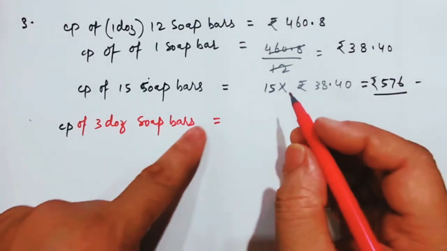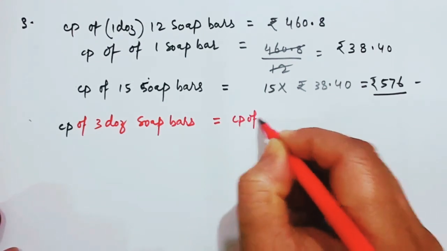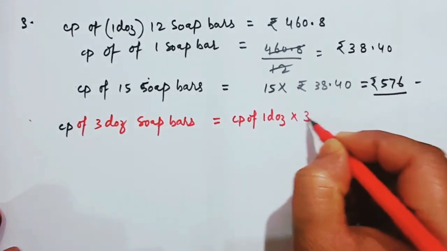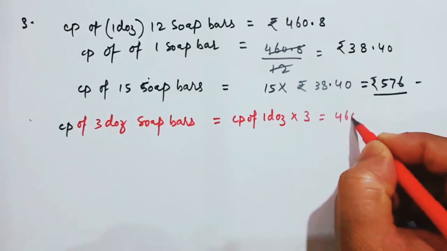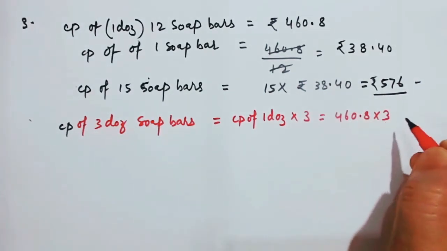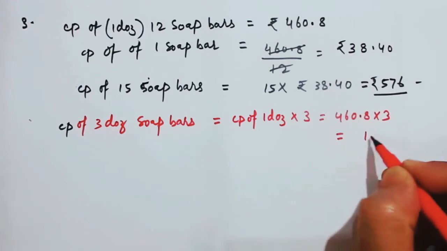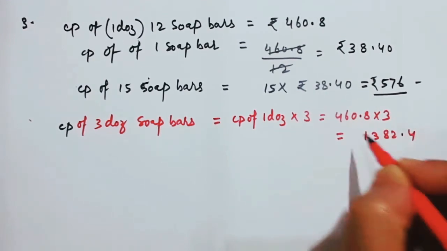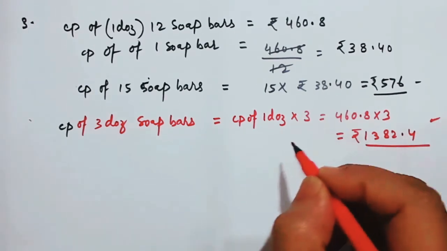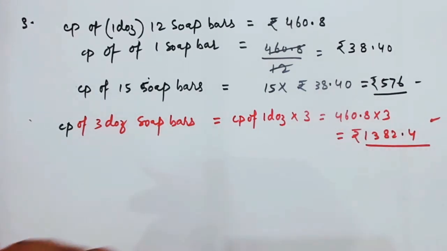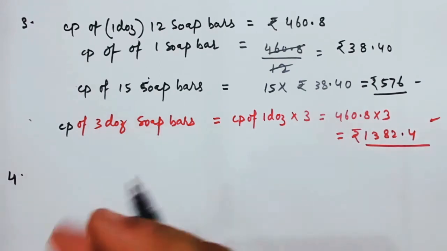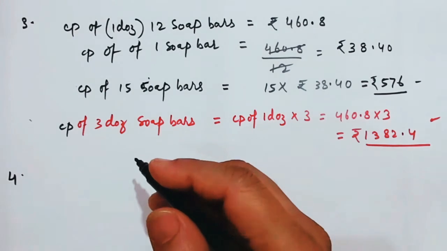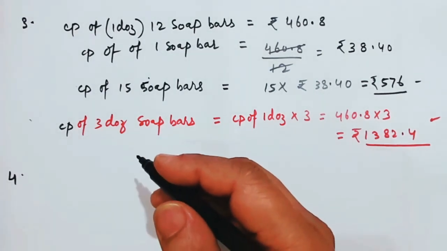The cost price of 3 dozen soap bars is equal to the cost price of 1 dozen into 3. So the cost price of 1 dozen is equal to 460.8 times 3, and here you get how much? 1382.4. Yes. Okay, this is your solution. Kaam khatam. So you need not panic. It is the same thing, and they will keep on throwing questions.